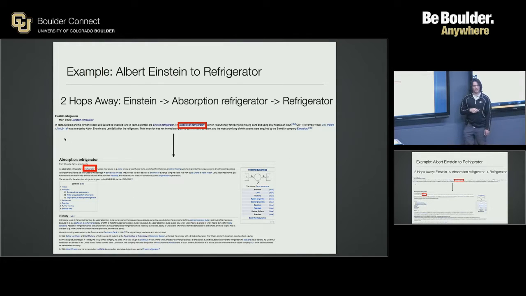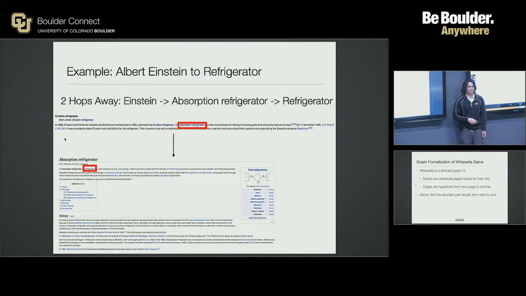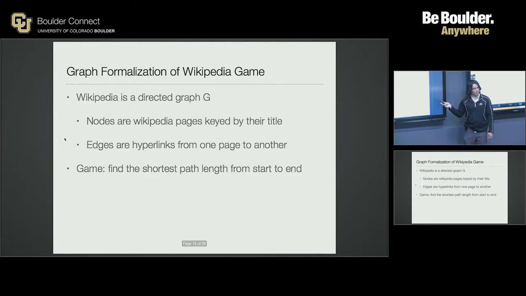If you look at refrigerator, though, it's 2 hops away. You have to first go to absorption refrigerator and then to refrigerator. And these are related, but the point is that something in a question is some number of hops away from the answer. So we can treat Wikipedia as a directed graph. Nodes are Wikipedia pages, and edges are hyperlinks from one page to another one. And the game is to find the shortest path length from a given vertex to the end vertex.